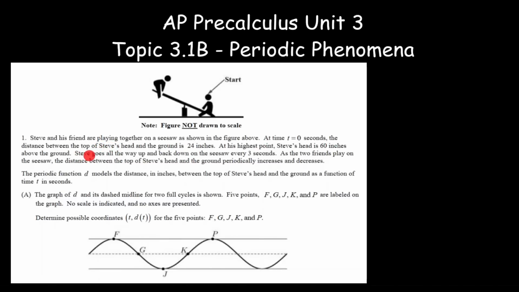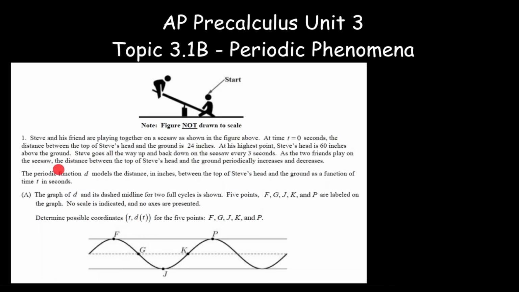The distance between the top of Steve's head and the ground is 24 inches. So this is at the lowest point. Steve's head is 60 inches above the ground at the highest point. So this is the starting point, and this is 24 inches, and then it's 60 inches. Steve goes all the way up and down on a seesaw every 3 seconds. So that is the time period.